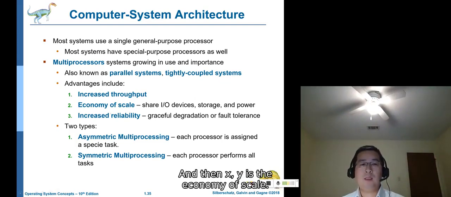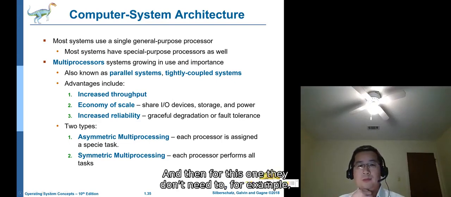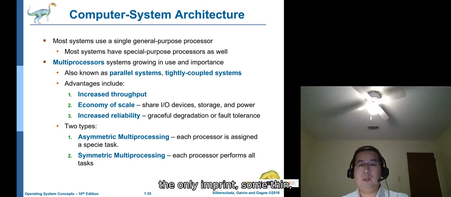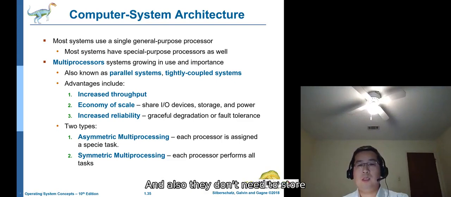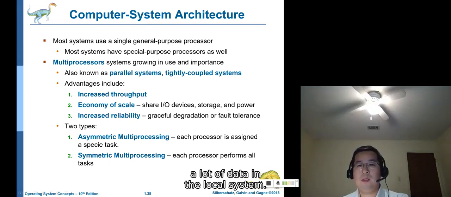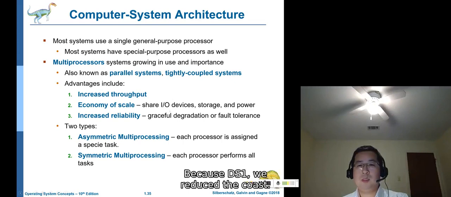And the next one is the economy of scale. Okay. For this one, they don't need to, for example, print a lot. They only print something occasionally. And also they don't need to store a lot of data in their local system. They can also share the power system, correct? So that means we can share all of these things, because this will reduce the cost.